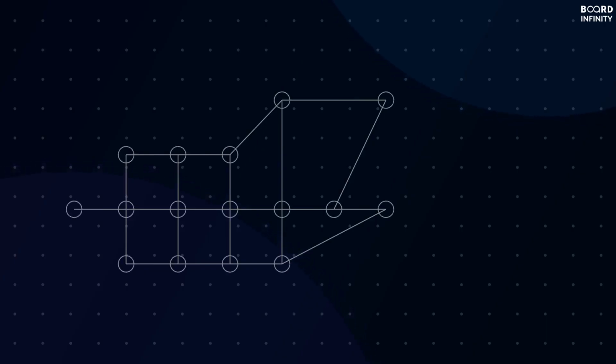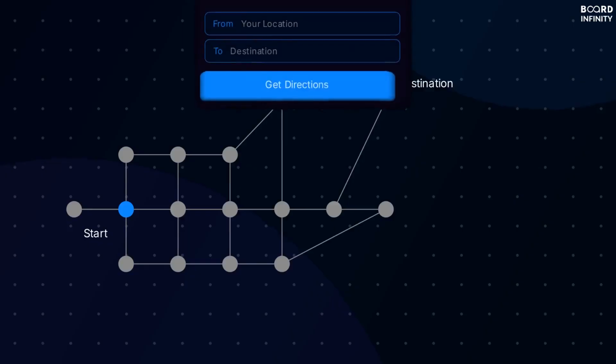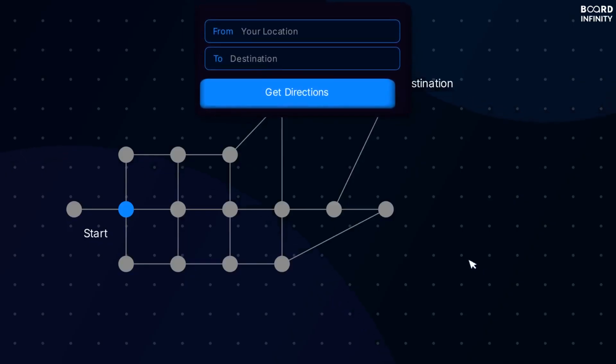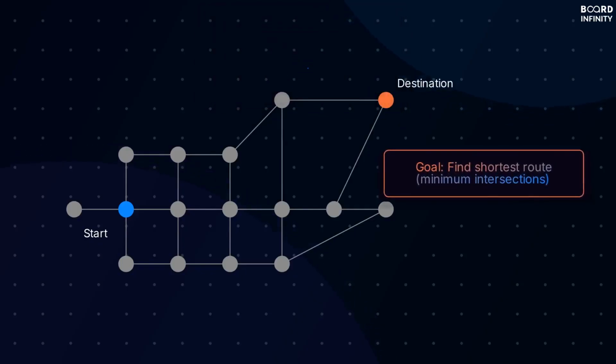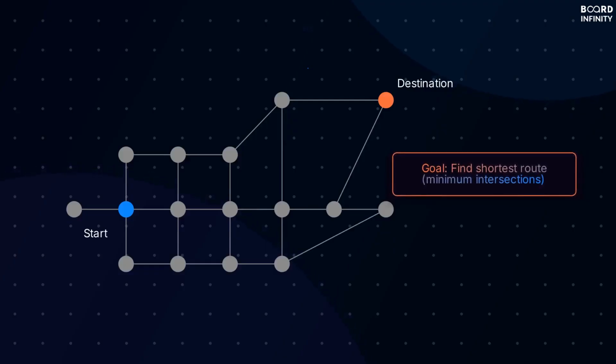Imagine you're building Google Maps. A user enters a starting address and a destination. The graph is the road network. Intersections are nodes. Roads are edges. You need the shortest route, minimum number of turns or intersections. BFS is the perfect choice for this.